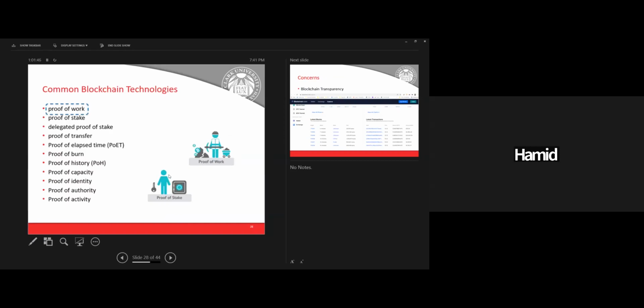The technologies that hold the blockchain are very important. These are some of the major methodologies or technologies that blockchain is built upon. Bitcoin is proof of work. Ethereum 2 and some other cryptocurrencies are proof of stake. We have proof of history, proof of capacity, proof of authority. Later on, I will show you how proof of work works. But if you're interested, you can also do your own research on how these other types of technology work.